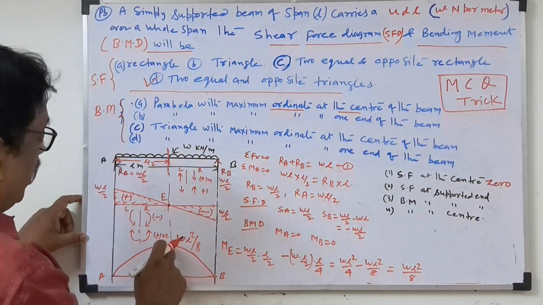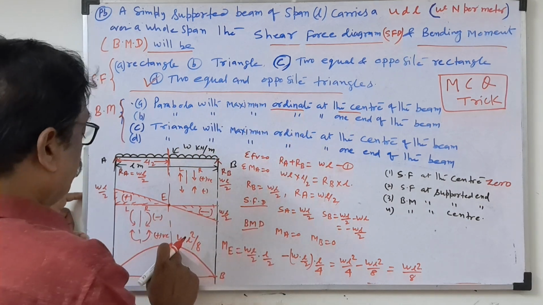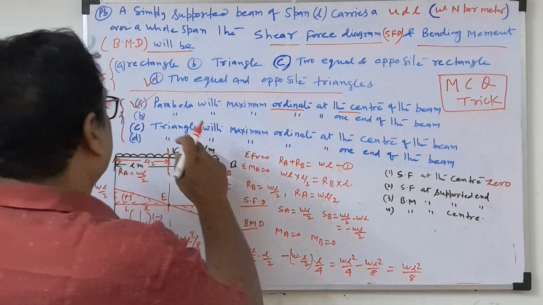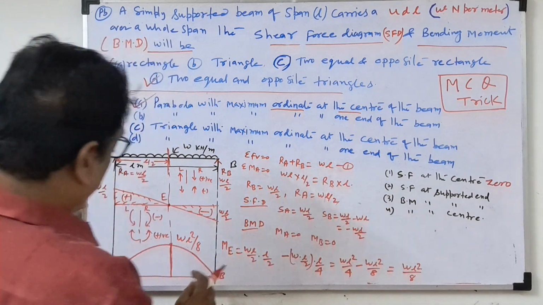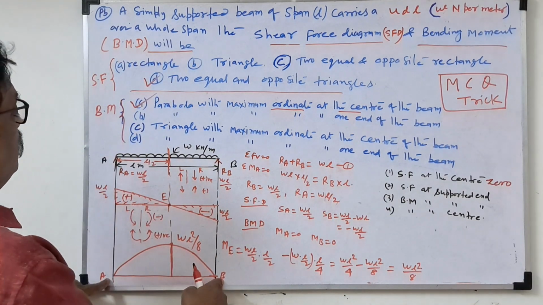So parabola with the maximum ordinate. What is the maximum ordinate? WL square by 8. So this is the correct answer. Second answer, what is second? Parabola with maximum ordinate at one end of the beam. So maximum ordinate at one end of the beam, but both ends are 0. So this answer is wrong.